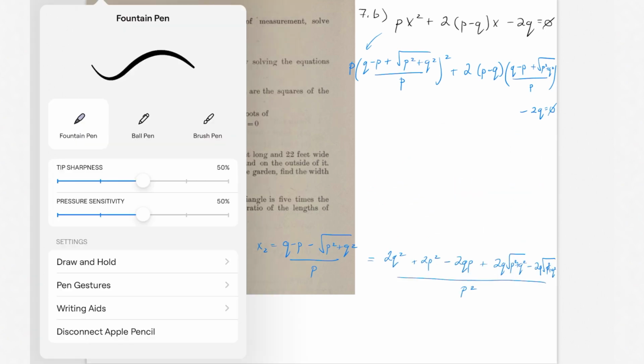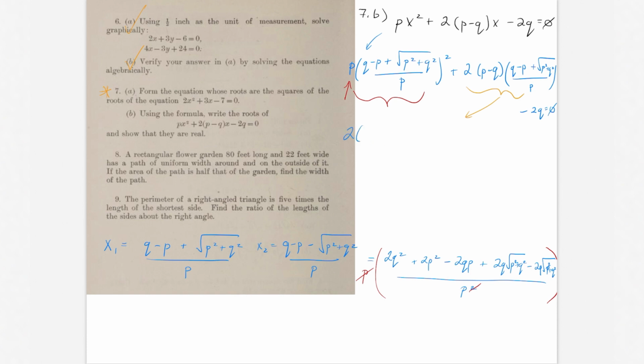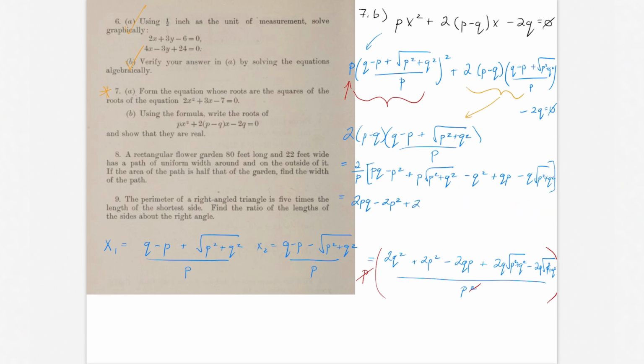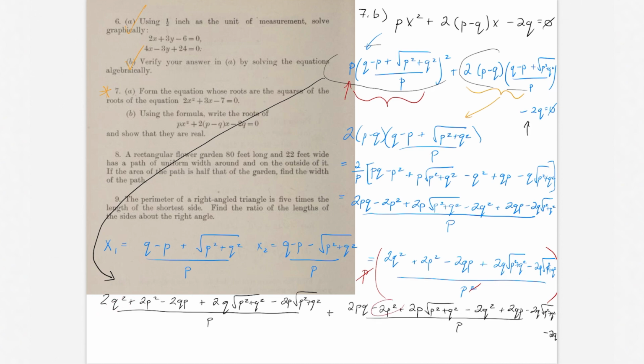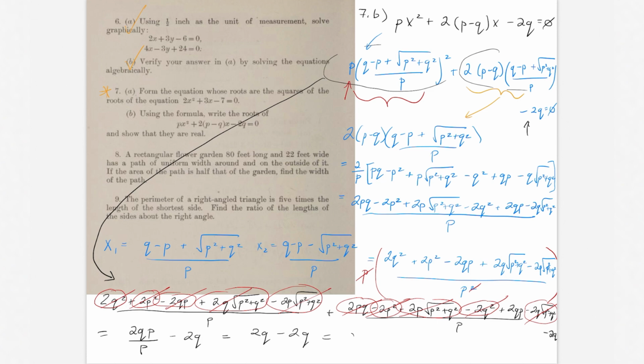I plugged in one of my roots into the original trinomial equation. And oh my goodness, this was a behemoth of a simplification. There was just so many variables to work with. I got so overwhelmed. But ultimately, I was able to break it all the way down to 0. So I did prove that the first root was real. But I was so exhausted, I didn't even want to check with the second root.